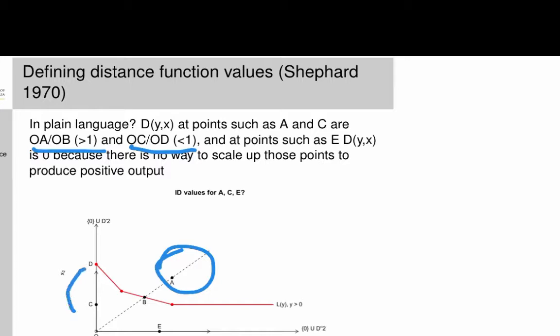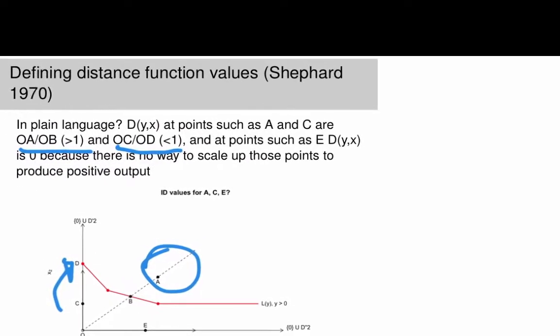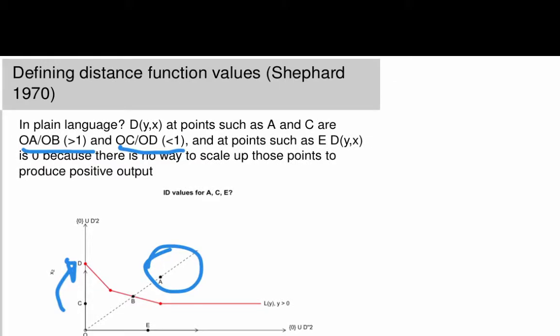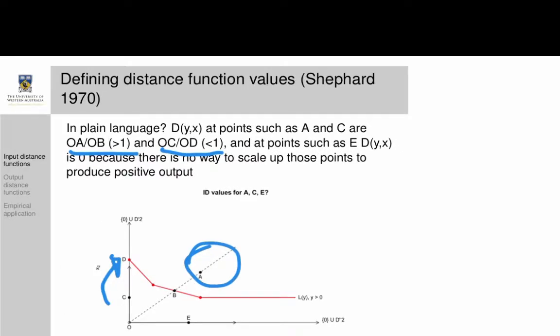So we need to scale it to bring it to D. And at points such as E, it's 0. Of course, that has been explained already. So this is important to remember: what the distance function value indicates, whether it's above, below, or equal to 1. And if the point is on the boundary or on the isoquant, then the input distance function value will be 1, meaning it's efficient.